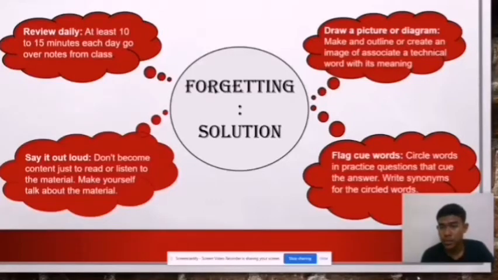Third one, draw a picture or diagram. Make an outline or create an image to associate the technical word with its meaning. The last one is flag keywords. Circle words in practice questions that cue the answer. Write synonyms for the circled words. I think all of this can help us to recall everything that we learned.